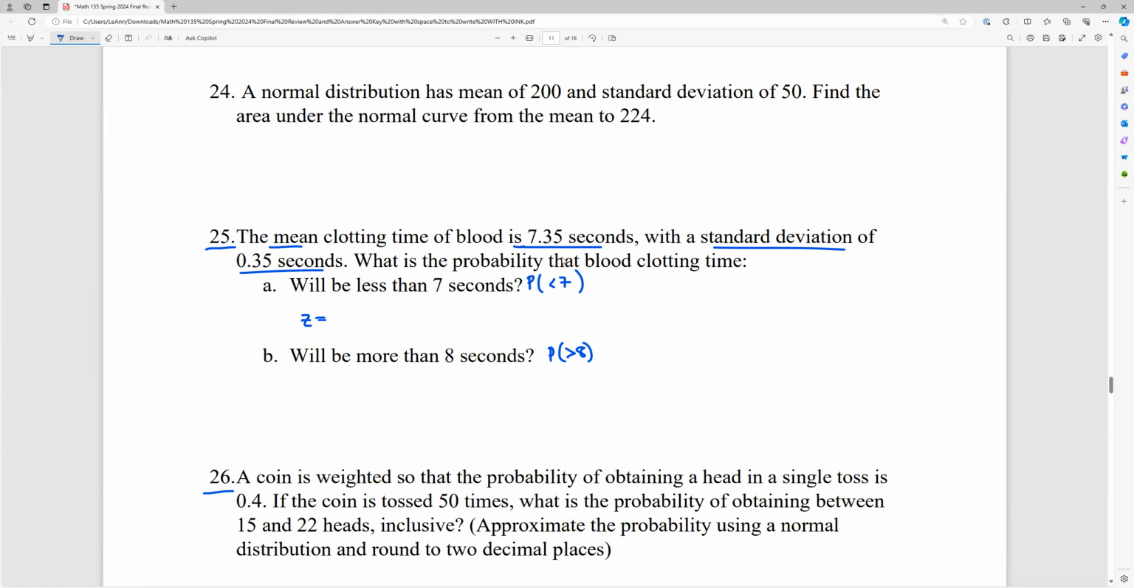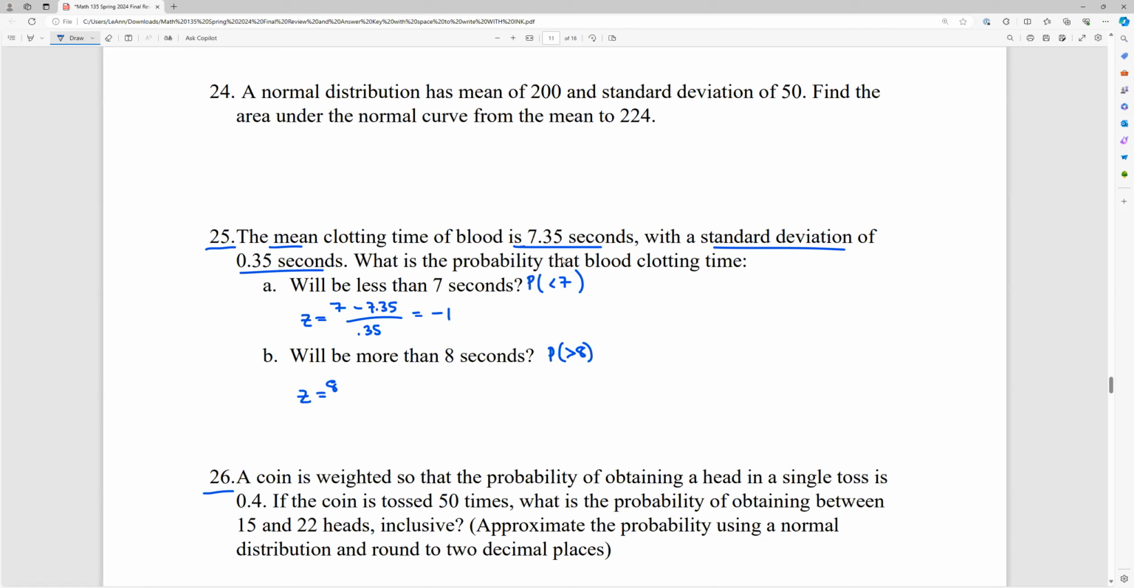So the z-score is the item in question, which is 7, that's our tipping point, minus the mean, which is 7.35, divided by the standard deviation, which is 0.35. Now that's going to give me a value that I'm going to use my standard normal curve table for. So 7 minus 7.35 divided by 0.35, that's a -1. Now I will look that up in a second. I'm going to go ahead and get both z-scores and then we'll pull up the table.